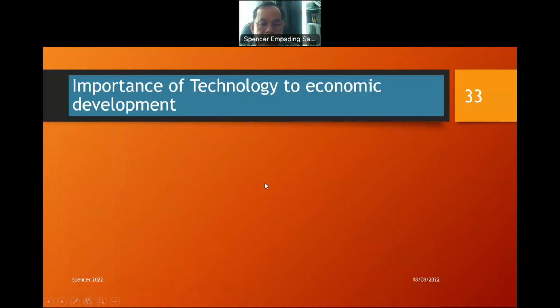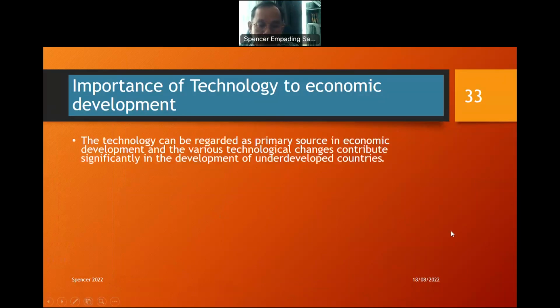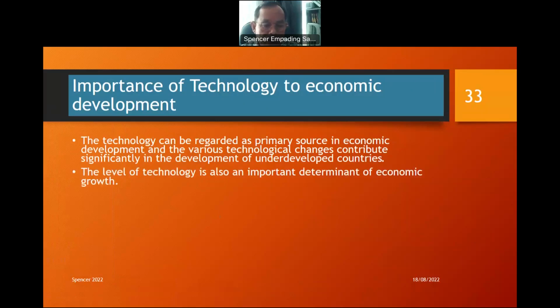Okay, so we look at the importance of technology to development. In relatively recent years, technology has been regarded as the primary source of economic development, and the various technological changes contribute positively and significantly to the development of underdeveloped countries as well. So the level of technology is an important determinant of economic growth. In other words, it influences the economic growth of a country.